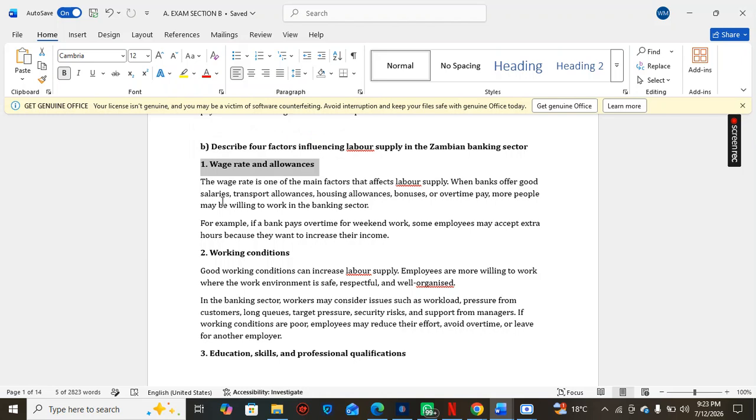So this wage rate is one of the main factors that affect labor supply. We saw there was a positive relationship between the wage rate and the number of hours a worker is willing to work. So this wage rate and allowances will have an effect on supply. Higher wage rate, more supply. Lower wage rate or lower pay, low supply. Are we okay with this first point?